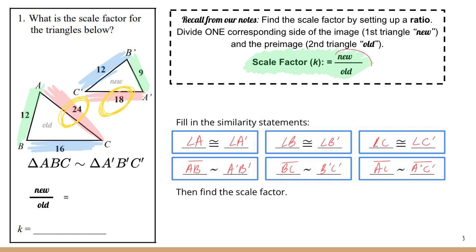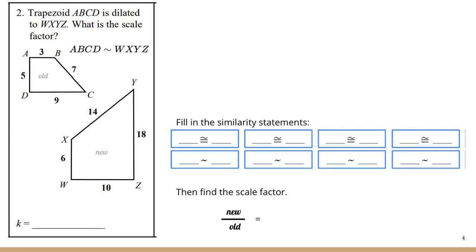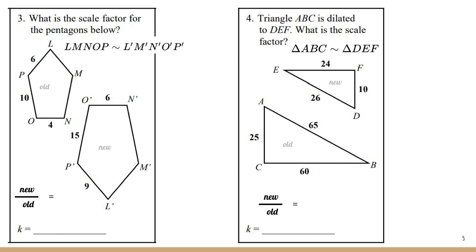I need to put the new on top and the old on the bottom, or think about that as the image over the pre-image. So 18 over 24, which will then give me a reduced fraction of 3/4. And that's my scale factor. So you will then go ahead and continue doing this for numbers 2, 3, and 4. For 3 and 4, you don't need to write out the similarity statements, you just have to write out the scale factor.